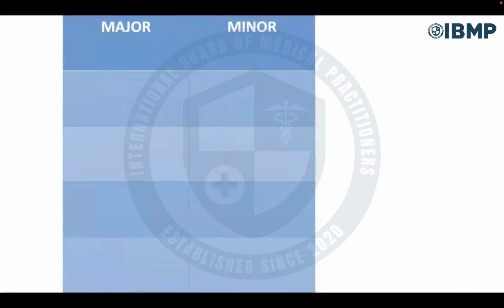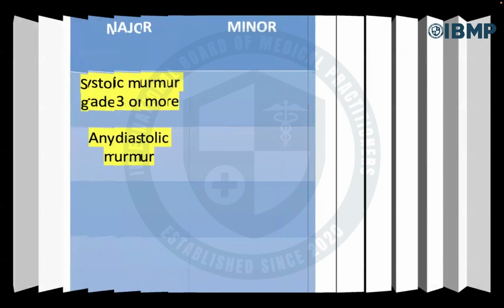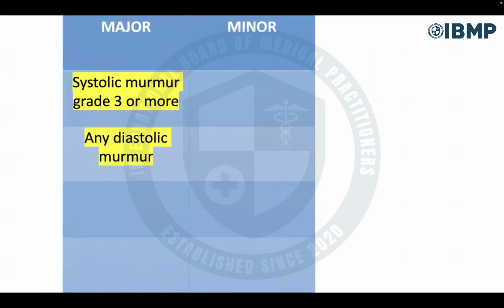Nada's criteria is divided into major and minor criteria. If the patient has come to you, number one, you will auscultate the patient, and while auscultating, you will see the murmur.